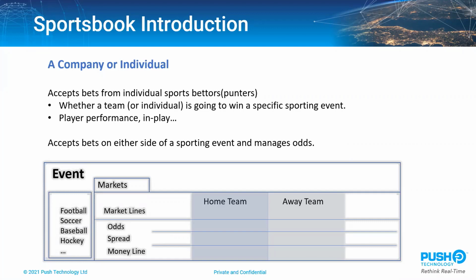that expose specific events. And then within those events, there are markets, types of bets, and then there are the actual market lines themselves, which are the odds, spread, money lines, which a particular gamer could click on and create a bet. So sportsbooks work with individuals with these types of bets. It's typically for the outcome of a game. And there are also bets which can be in play, in game.